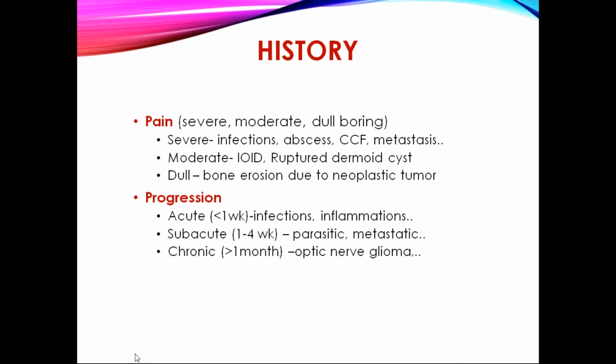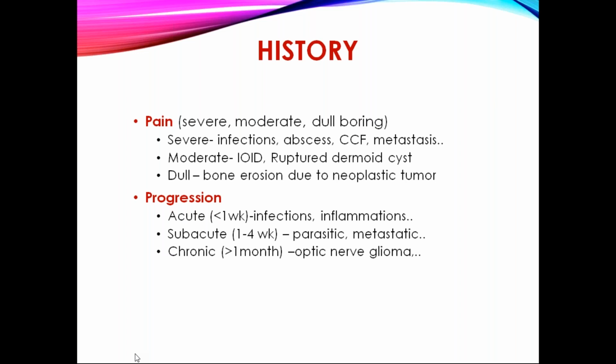Next most important aspect is progression. How is the progression of the proptosis? Is it acute, subacute, or chronic? If it is acute, means the proptosis has developed within first 1 week. Within 7 days, if the proptosis has developed and there has not been any proptosis before, then you suspect infections or inflammations. If the duration is 1 to 4 weeks, then you have to suspect parasitic infestations or metastatic diseases. These are all just few examples for us to formulate a differential diagnosis.